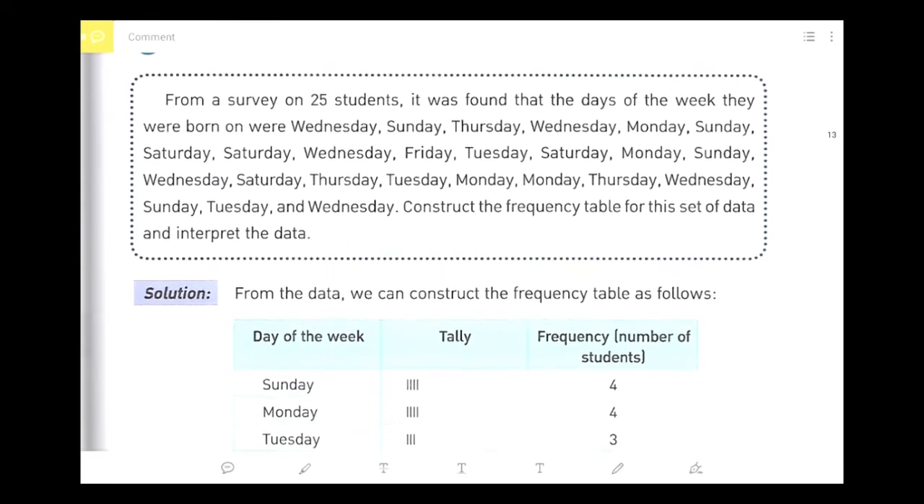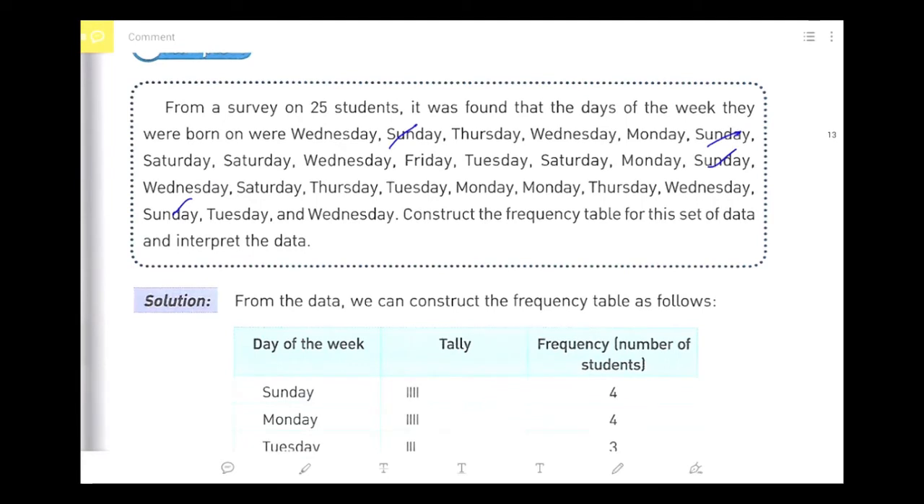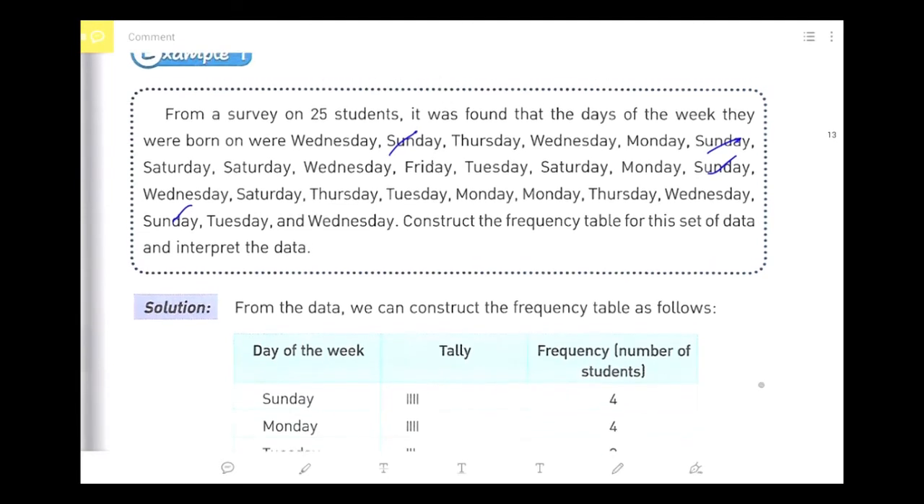Or maybe, for example, you want to start from Sunday, right? So you count: Sunday 1, Sunday 2, I see it there now, Sunday 3, yeah, that is another Sunday. So Sunday is 4, right? When you see 4 of them, you just mark your tally 4 times, 1, 2, 3, 4, and then you find the sum. The sum is 4. Quite easy, right? That is called a frequency distribution table.